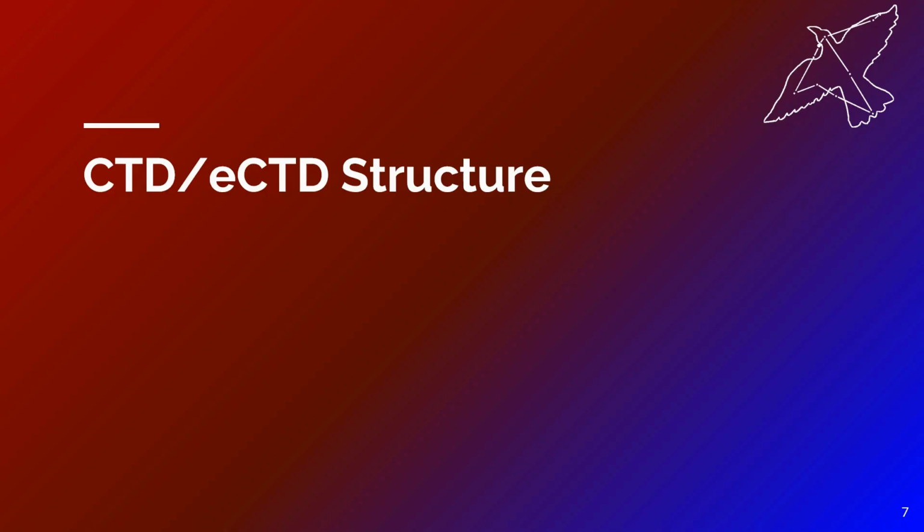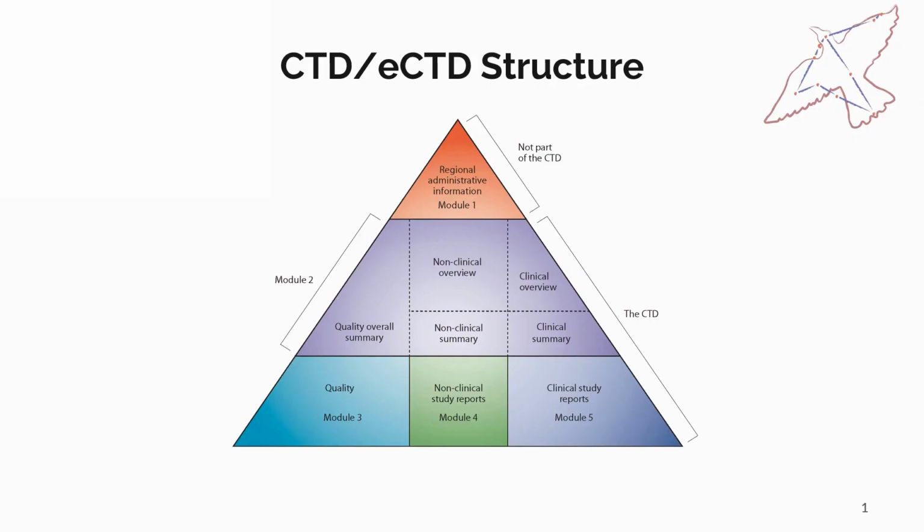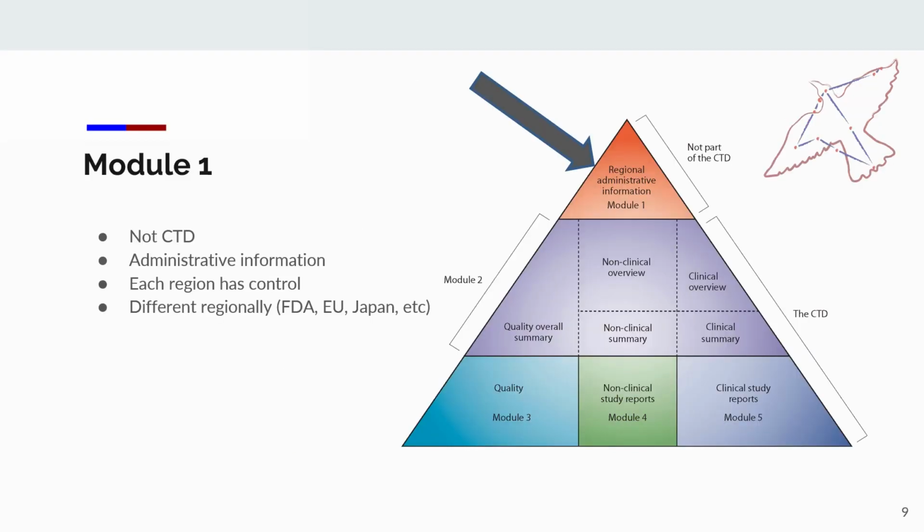So what is the structure? This is the classic CTD triangle. This came from the ICH website, which can be visited for more details. The CTD is broken into 5 modules. We will go over the basics of each section, but a more detailed presentation of each section will be provided in the future. Module 1 is not technically part of the CTD.